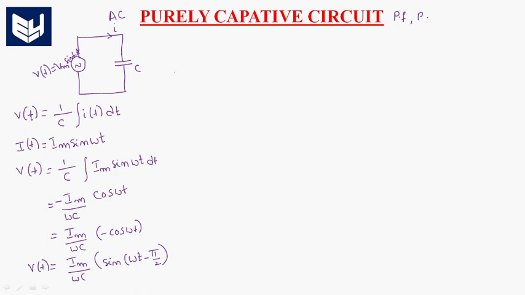So here what is Vm? Vm is equal to Im by omega C. See, sin of (omega t minus pi by 2): in the sense, voltage lags the current by 90 degrees. In case of a capacitive network, voltage lags the current by 90 degrees. Or else we can say that the current leads the voltage by 90 degrees.